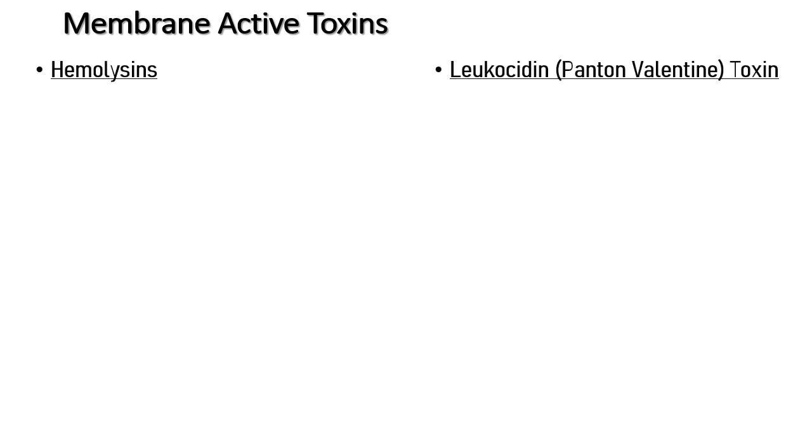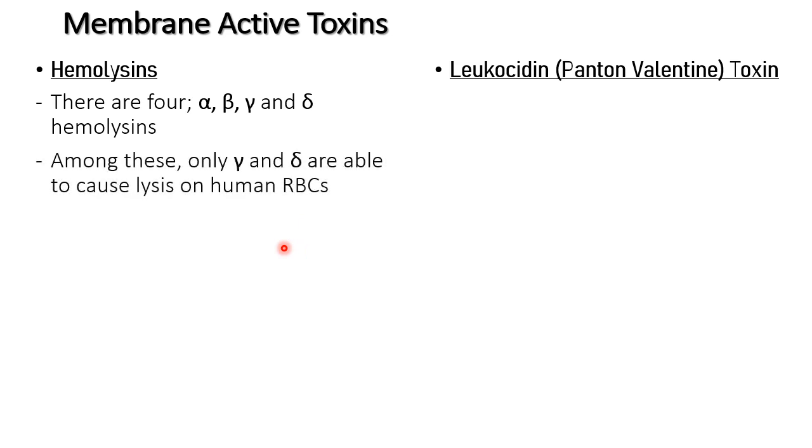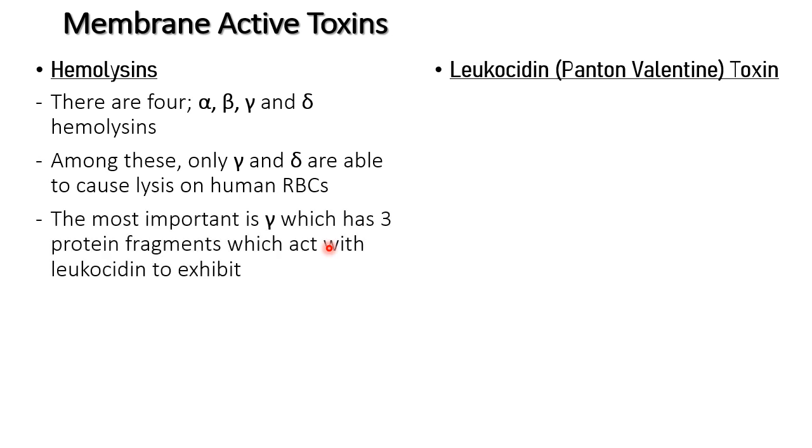Now let's talk of the membrane active toxins, which are hemolysins and leukocidin. Let's start with the hemolysins. We have alpha, beta, gamma, and delta hemolysin types. Among these, only gamma and delta are able to cause lysis of human red blood cells, while alpha and beta cause lysis of other species such as horses. The most important one is gamma hemolysin, which has 3 protein fragments which act with leukocidin to exhibit their function. I'll talk about that later.